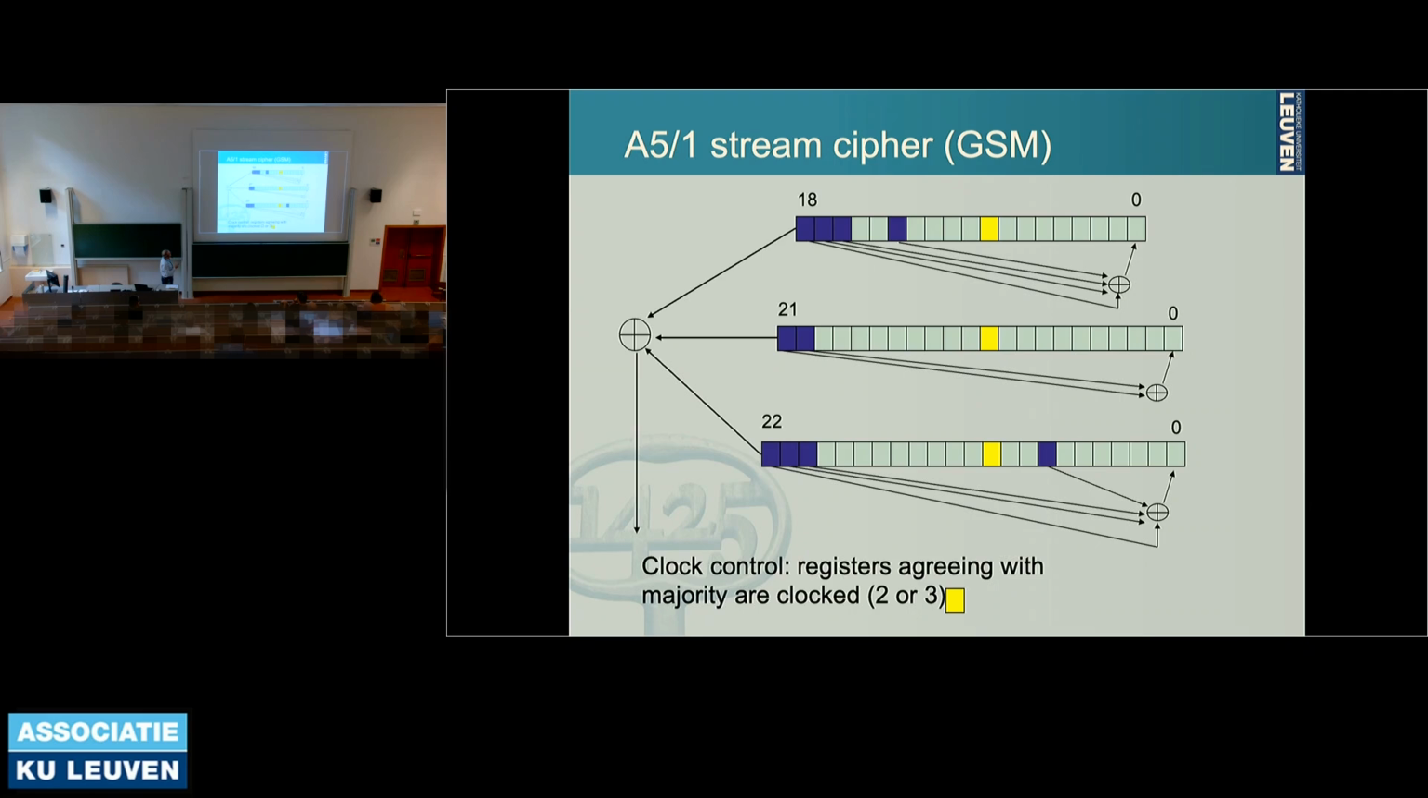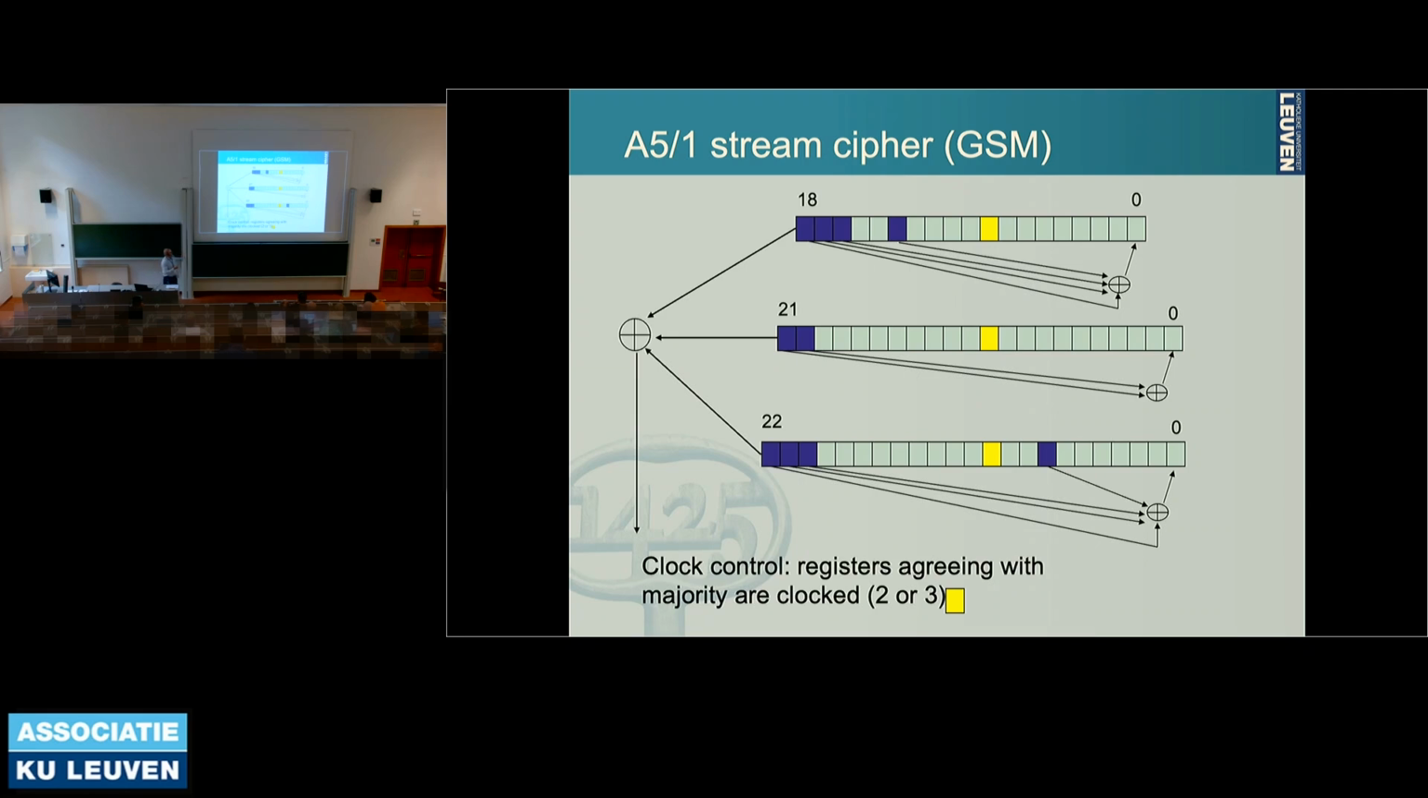And so in every clock cycle, the software checks the contents of the yellow cells. In every cell is a bit. It checks the contents of the yellow cells, computes the majority function, and then only the LFSRs that agree with the majority are updated.